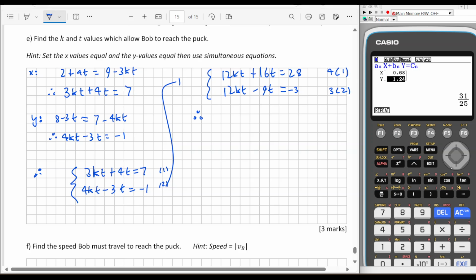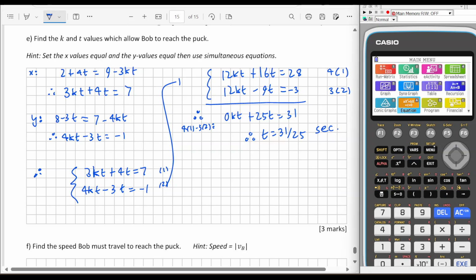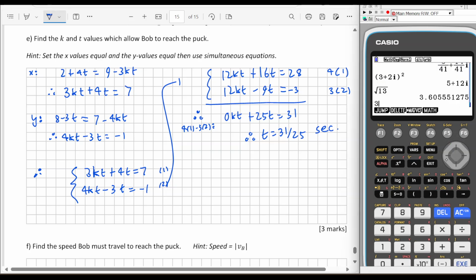So therefore, if we look at 4 lots of 1 take 3 lots of 2, that's going to give me 0 lots of kt. 16 take minus 9 is 25t, and 28 take minus 3 is 31. So therefore t is 31 over 25 seconds, because it's the time. So that's roughly, we can work that out, 31 over 25, 1.24.